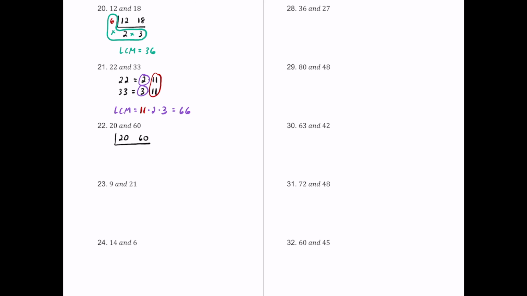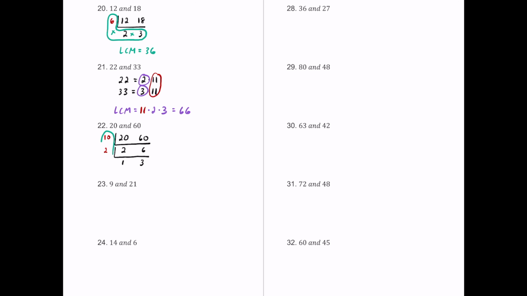So they both end in 0, so let's just pull out a 10 right from the beginning. 10 times 2 is going to be 20, and 10 times 6 is going to be 60. And then 6 and 2 are both even numbers, so let's pull out a 2. 2 times 1 is 2, and 2 times 3 is 6. And I think that's it.